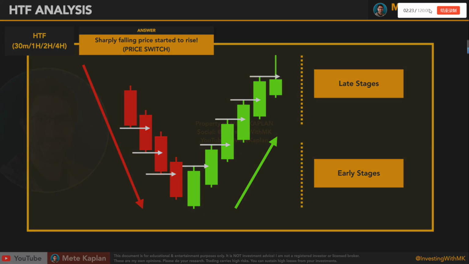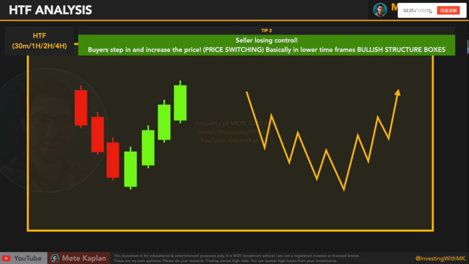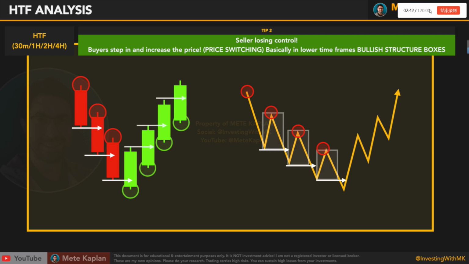Why is this happening? What really happens within the price switch? In higher time frames, sellers were in control and kept pushing the price down. In a lower time frame, what actually happens? Bearish structure boxes with seller control. Then at some point, sellers start to lose control and buyers take the control back. Then the price switch happens.